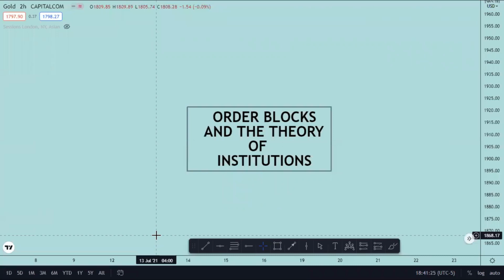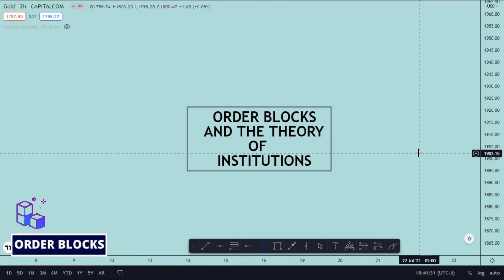Well, it is no surprise that when it comes to the basic tenets of technical analysis, order blocks have become a crucial part of the smart money concept, especially when it comes to entries. And for that reason, in today's video, I'm going to share with you exactly what you need to know about order blocks and the theory of institutions.